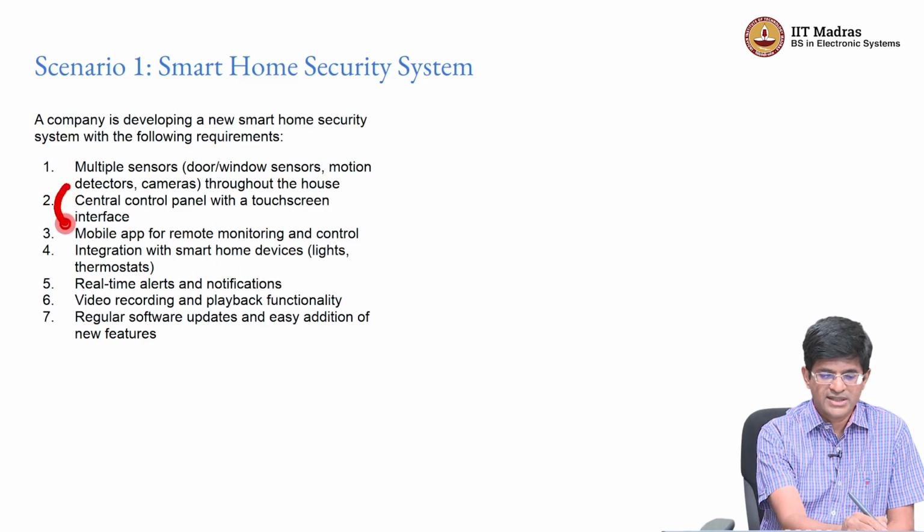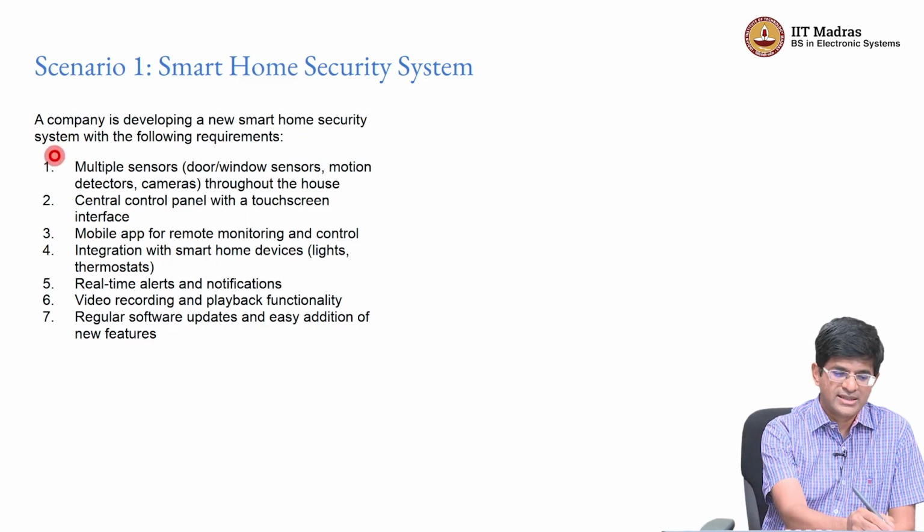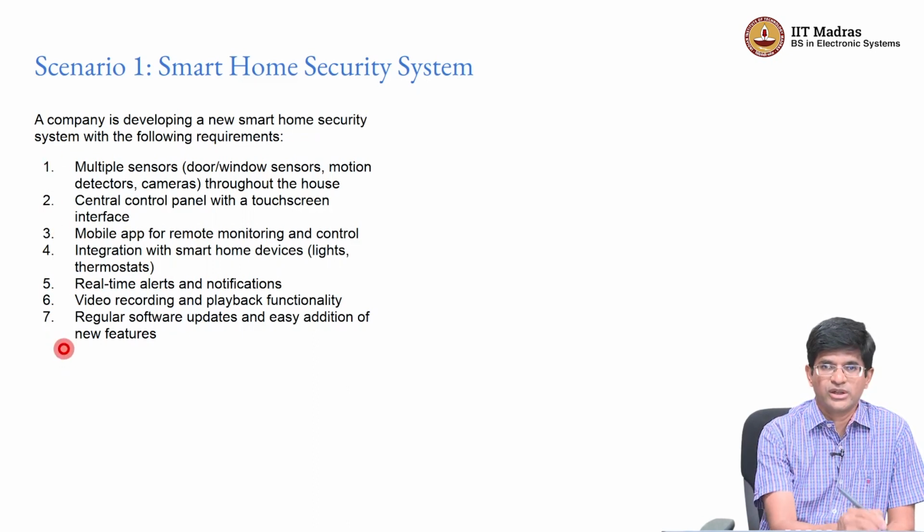You want some kind of a central control panel with a touch screen. You want a mobile app for monitoring. You want different kinds of smart devices, real-time alerts, video recording, software updates. You look at all of these things and you start thinking, okay, how would I go about defining a system architecture? The point is these are the requirements against which you are designing, right?